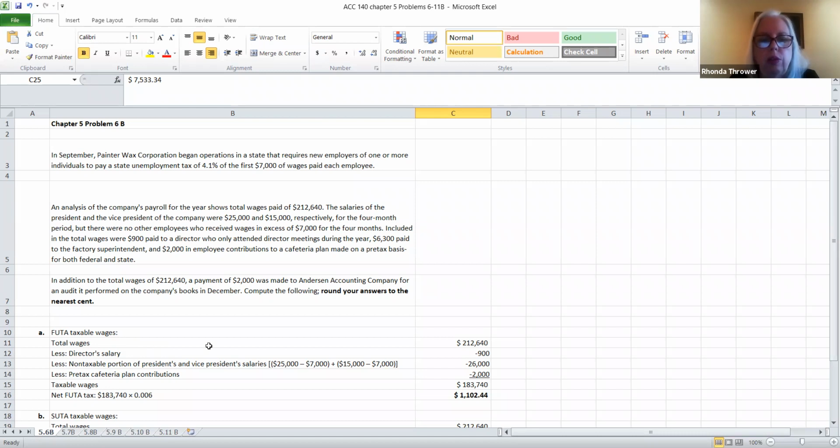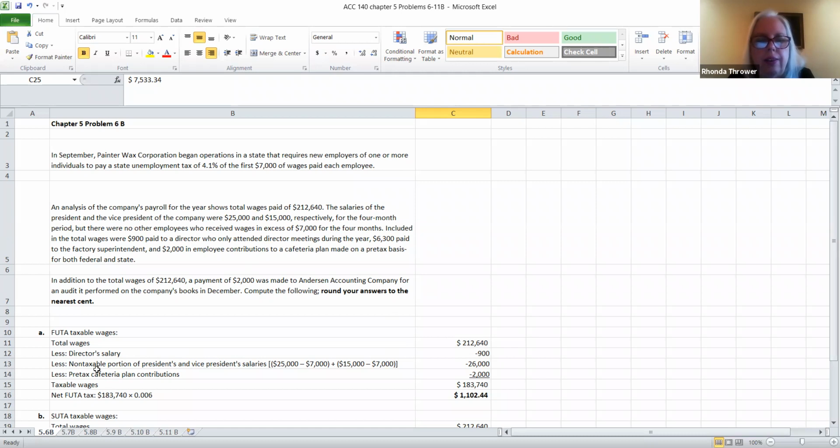We're going to start with the total amount of wages that was given. They told you that they paid wages of $212,640. But some of these wages were not susceptible to the unemployment taxes. You'll remember we have to back out the director's amount that they paid to the director of the corporation, who's not really an employee. So we're going to subtract that from the total wages.